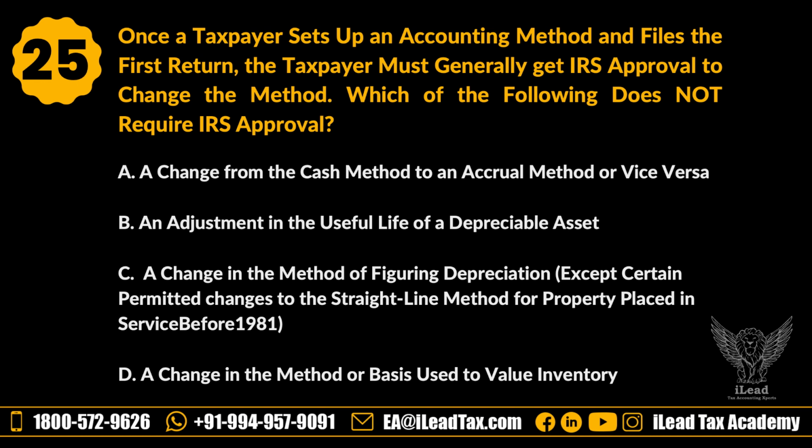Option A, change from the cash method to an accrual method or vice versa. Option B, an adjustment in the useful life of a depreciable asset. Option C, a change in the method of figuring depreciation, except certain permitted changes to the straight line method for property placed in service before 1981. Option D, a change in the method or basis used to value inventory.